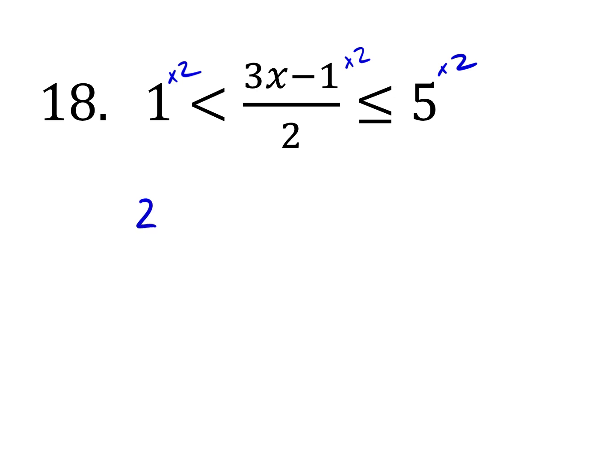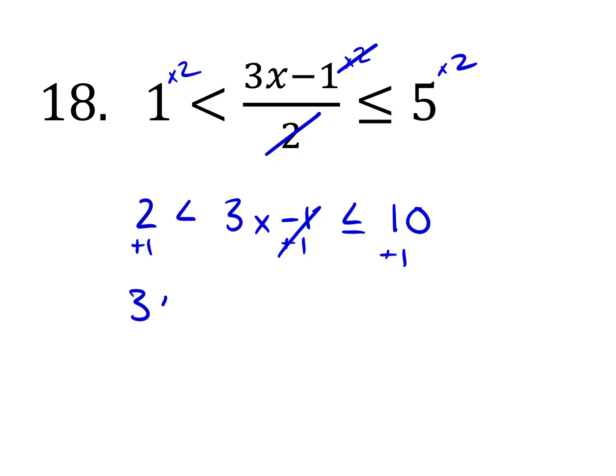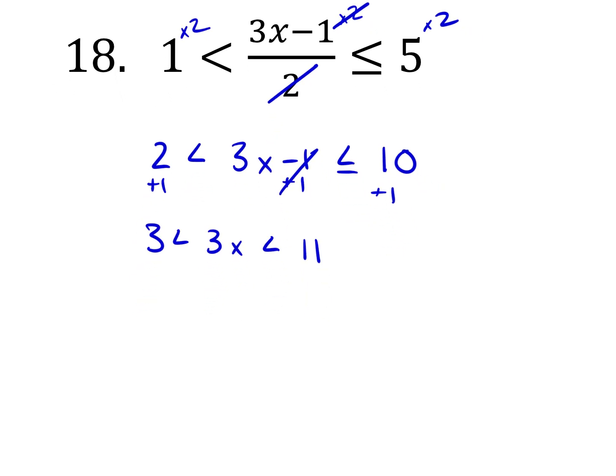So 1 times 2 would be 2 is less than 3x. The 2's cancel here, so 3x minus 1 is less than or equal to 10. What should we do next? Add the 1. Perfect. So 3 is less than 3x, which is less than or equal to 11. What's next? Everything gets divided by 3. So 1 is less than x, which is less than or equal to 11 over 3.